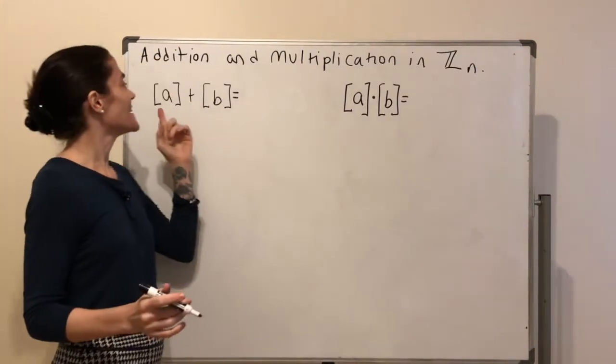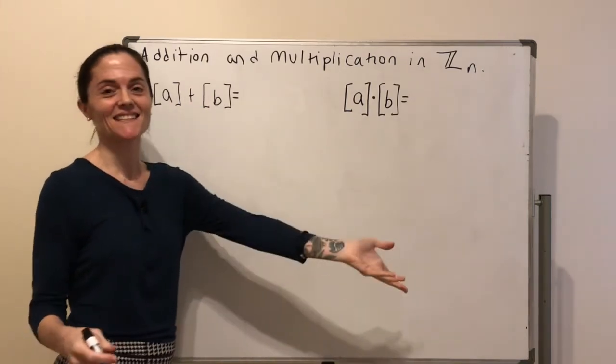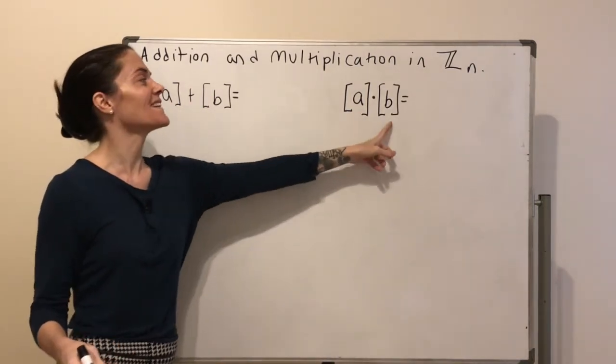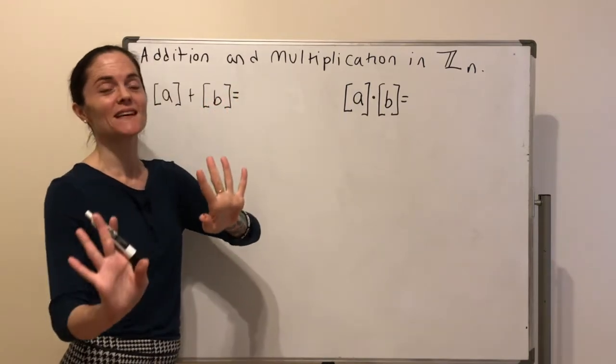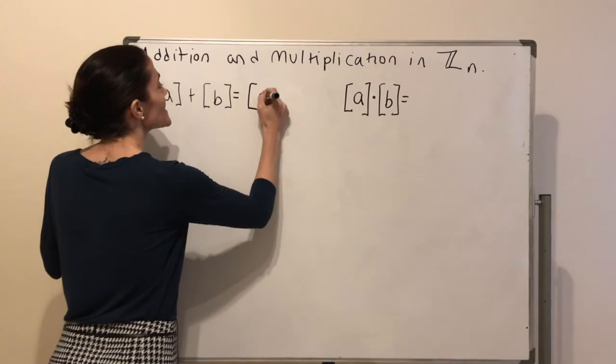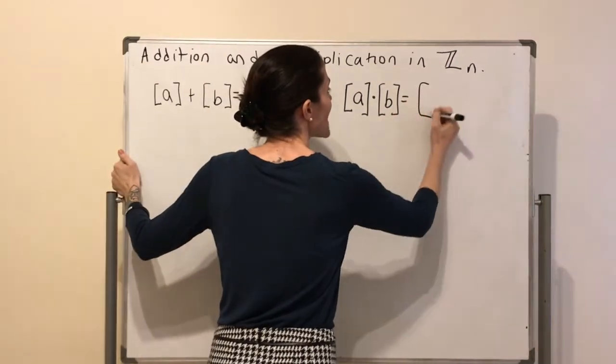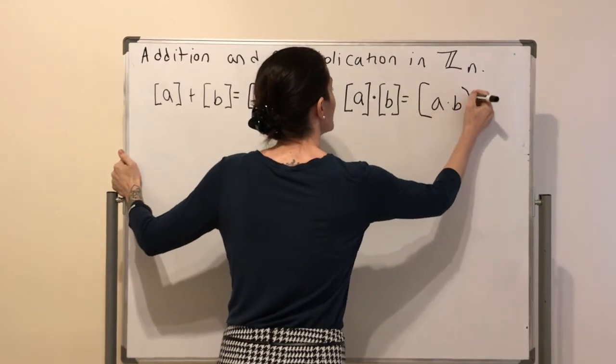To define the class of A plus the class of B, this is n, the integers modulo n, or the product, the class of A times the class of B, the only thing that makes sense is we just take the class of A plus B. And similarly here, we take the class of A times B.